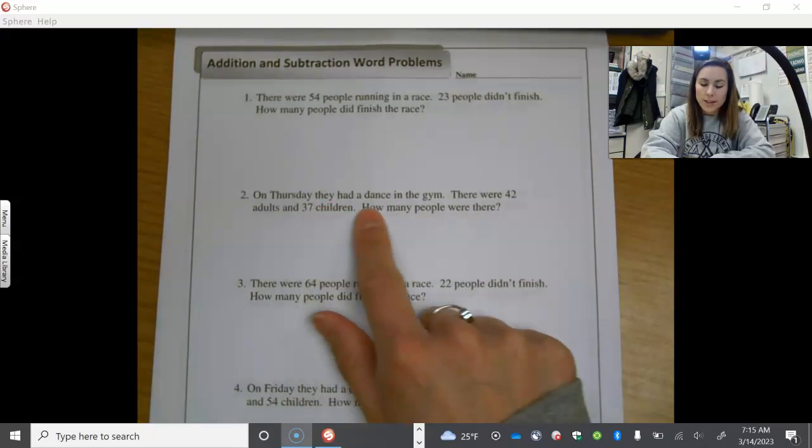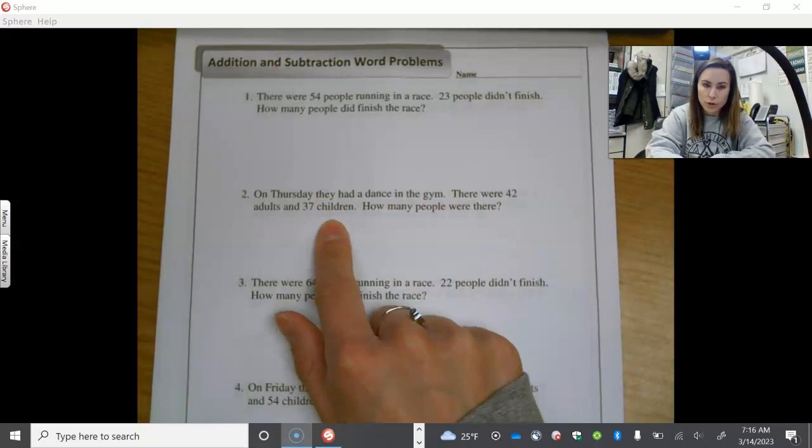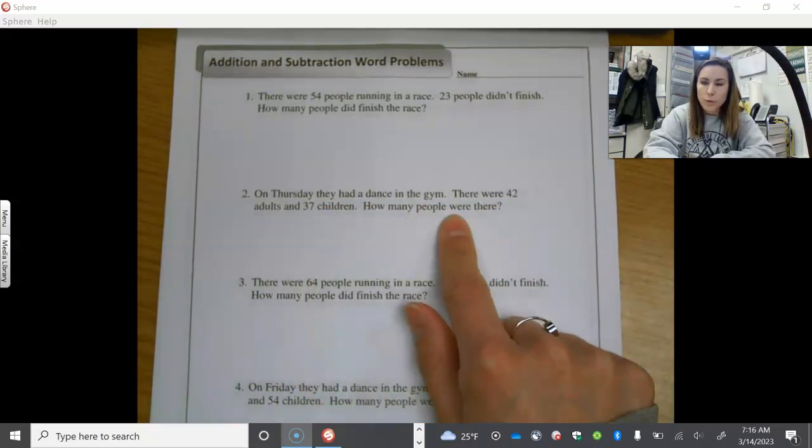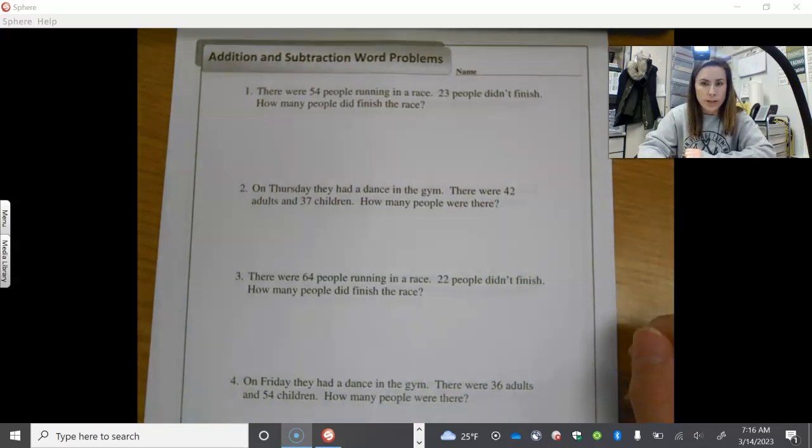On Thursday, they had a dance in the gym. There were 42 adults and 37 children. How many people were there? Okay, so think again, addition or subtraction, and make sure you pause it before I read number 3.